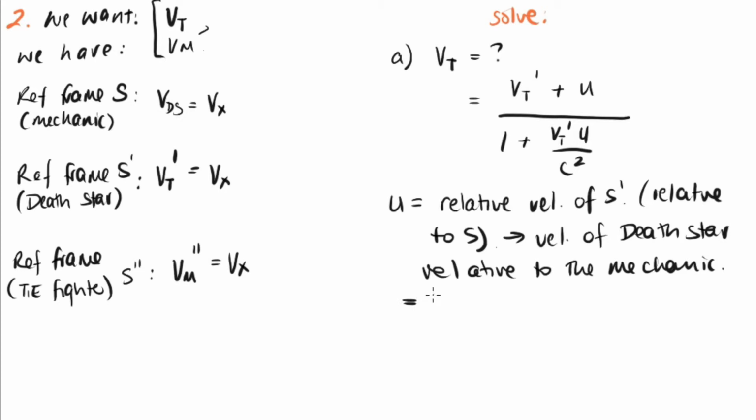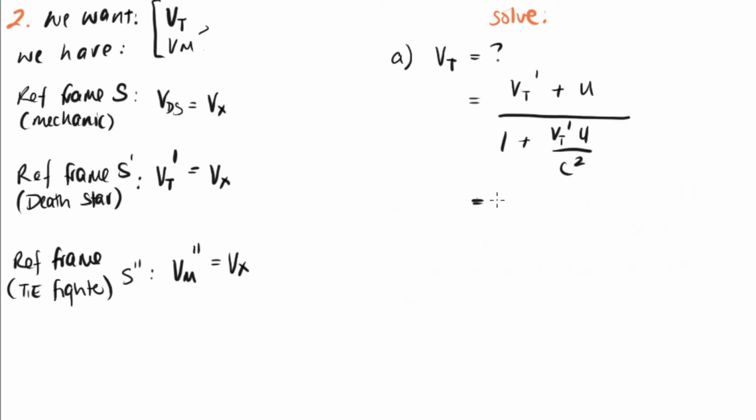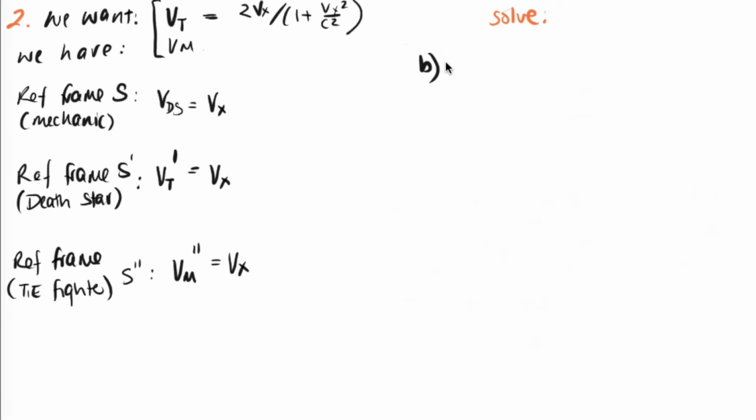So that's equal to Vds, which we know is equal to Vx. And we also know that the velocity Vt dash is equal to Vx from our initial setup. So substituting those values into our Lorentz transform for Vt, we find that Vt is equal to 2Vx divided by 1 plus Vx squared on c squared.